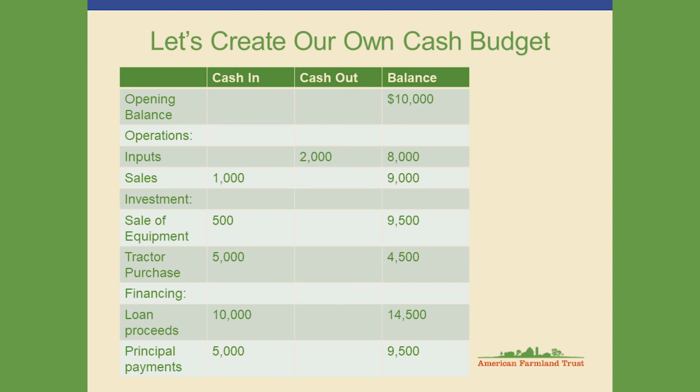In terms of investment activity, we sold a piece of equipment or traded in a piece of equipment for $500, so that added to our cash balance. And then we bought a tractor for $5,000, so that took cash out. And then for financing, we borrowed $10,000 on a line of credit, so we had $10,000 in loan proceeds. And then we made $5,000 in principal payments, so that took some cash out. And we ended the month at $9,500, or about $500 less than what we started.